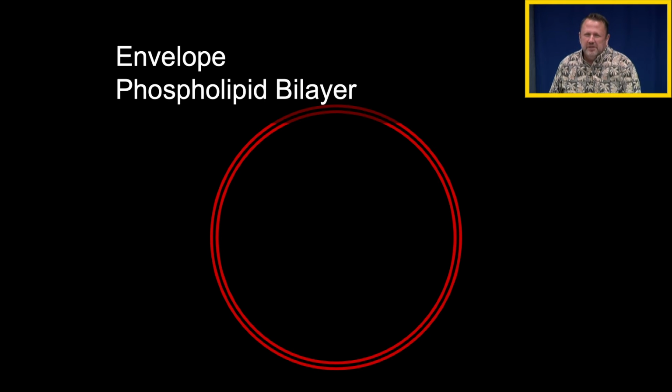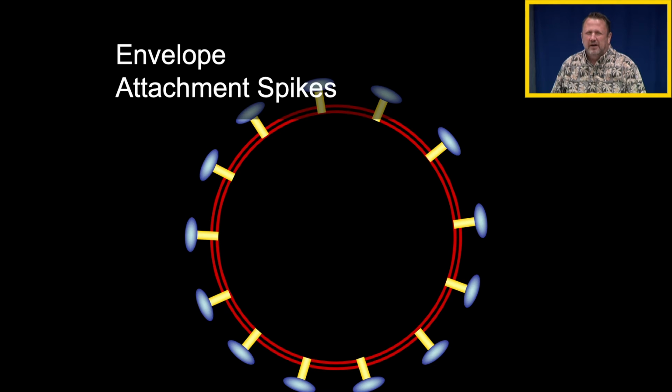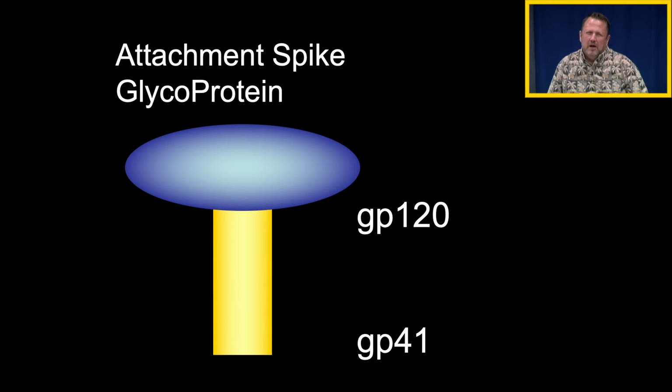All right, so there's the envelope. The envelope is made of the phospholipid bilayer, and that's what I want to show you right there. And then there are attachment spikes. When we talk about viruses, even if we talk about the COVID virus, there are attachment spikes that allow the virus to attach to the cell and get in. In this case, the envelope or the attachment spikes attach to the T lymphocyte to get into a cell.